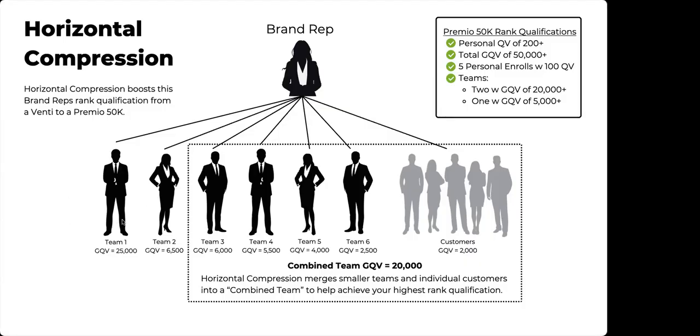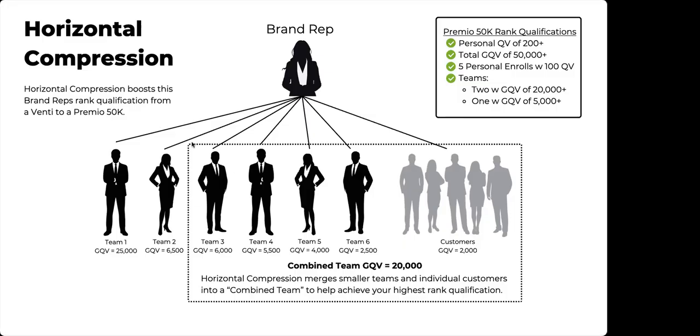So don't be afraid to build wide, because with horizontal compression the system will automatically look and say, okay, which 2 of their teams are the biggest? It'll essentially rank your teams from largest volume amount to smallest volume amount. The system essentially looks at it this way. It says, okay, this person has 6 teams that are building and then a bunch of customers. It groups them together and says, their biggest team is 25K in volume. Their next biggest team is 6,500 in volume.